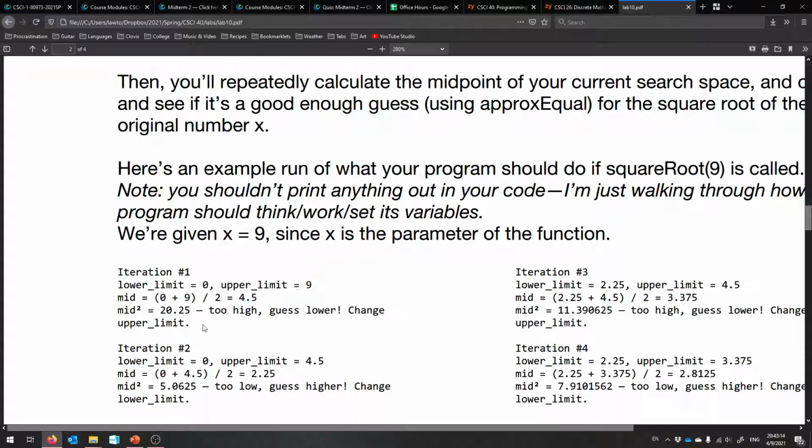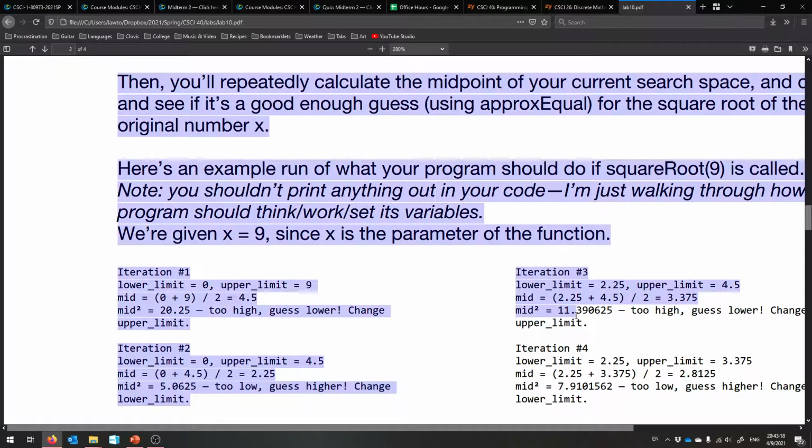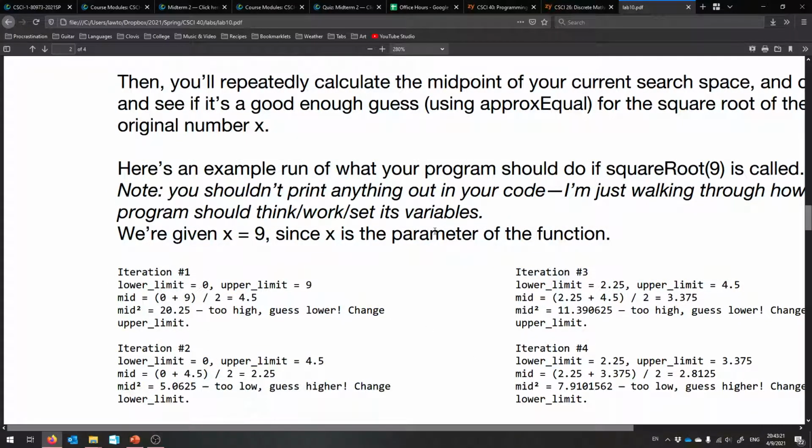Okay, so I've written a bunch of little examples. It'll be a loop. And here is the iteration that will happen if you give it x equal 9 and ask it to find the square root. You'll start your lower limit at 0 and your upper limit at 9, and then you'll calculate the midpoint, and that's 4.5. And we know the square root of 9 is 3, right? So we'll notice that mid squared, that's 20 something, that's way bigger than the number we're trying to take the square root of, bigger than 9. So that's too high. We should guess lower.